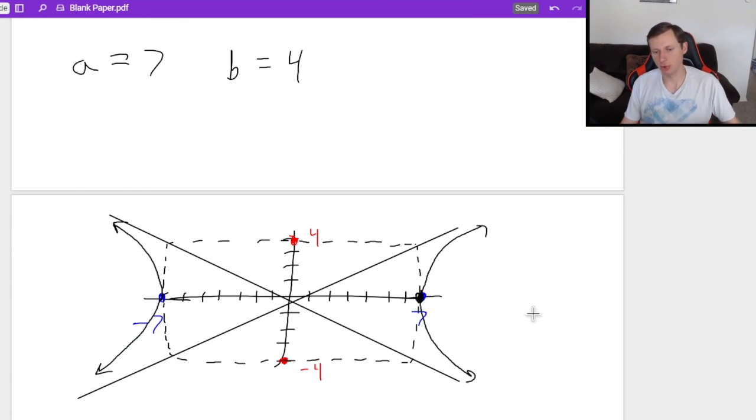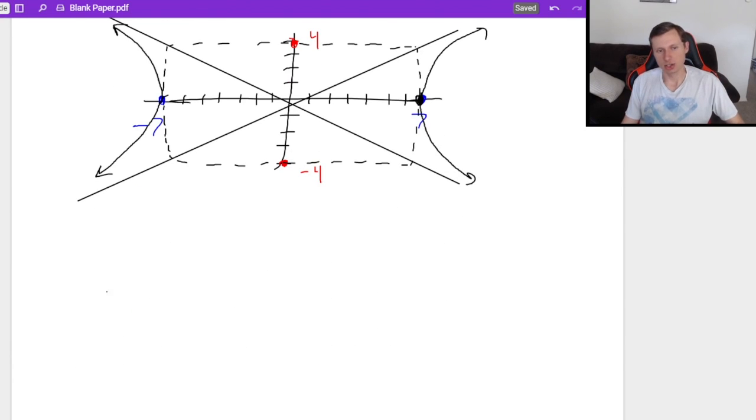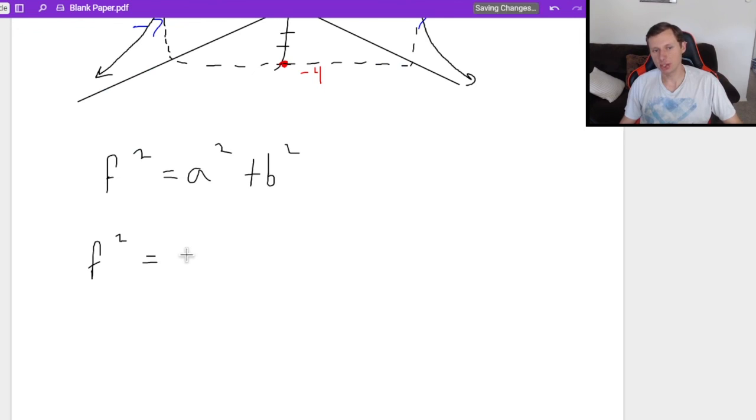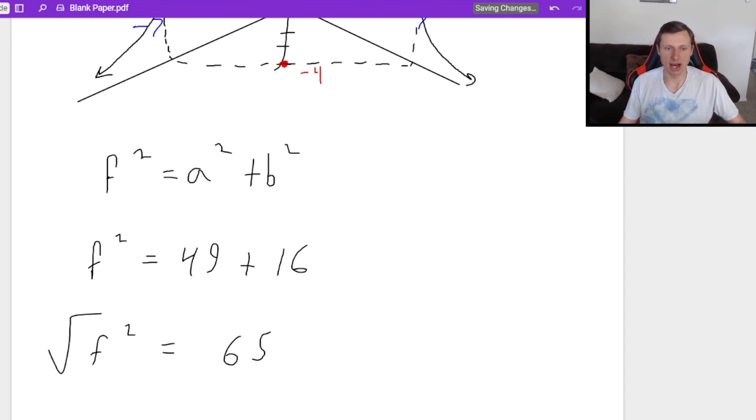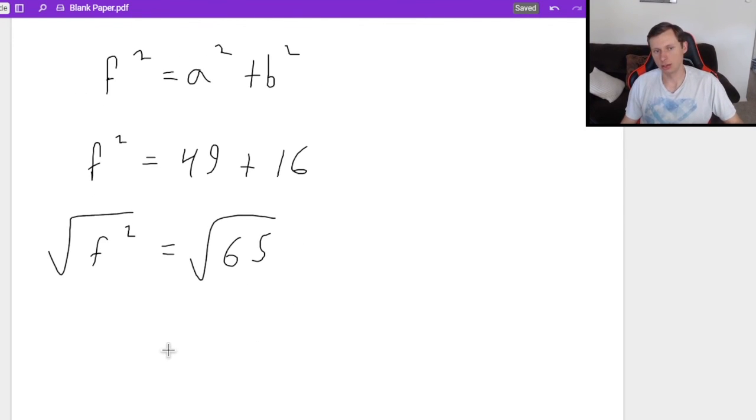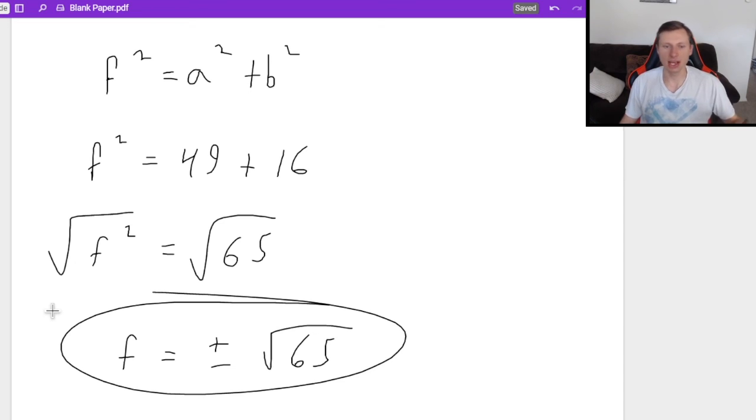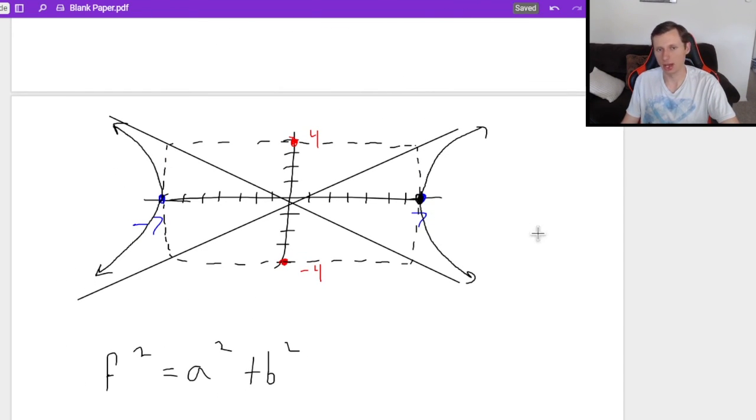And then last, of course, our favorite part, the foci. So f squared equals a squared plus b squared, where a is 7, so 7 squared 49, plus b squared 16. Well, b was 4, but b squared's 16. So that means f squared equals, that's going to be 65, and I don't know the square root of 65, nor can I simplify it, so I'm just going to leave it like that. F equals plus or minus root 65, and again, that's in the x direction because it is a horizontal hyperbola.